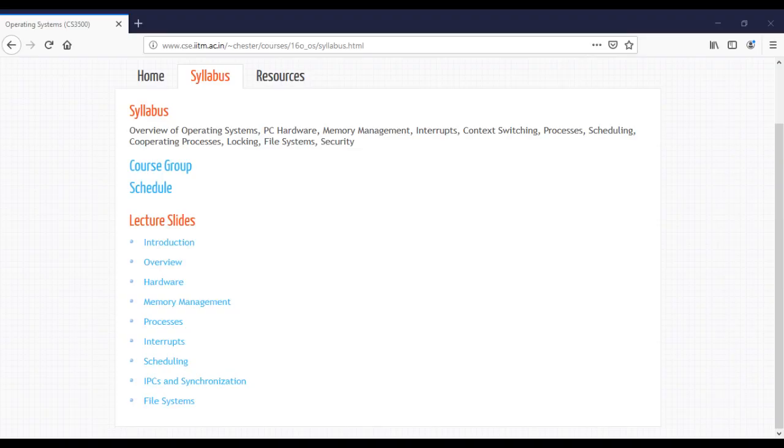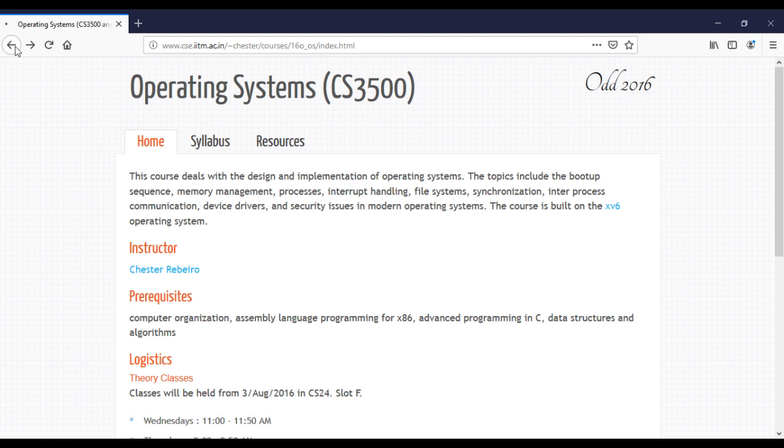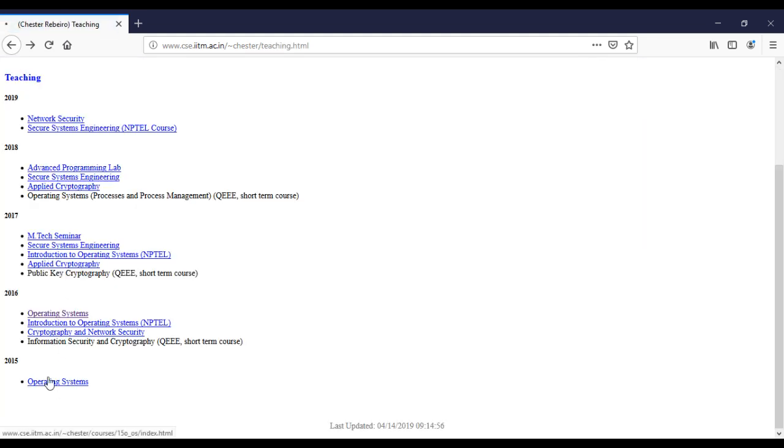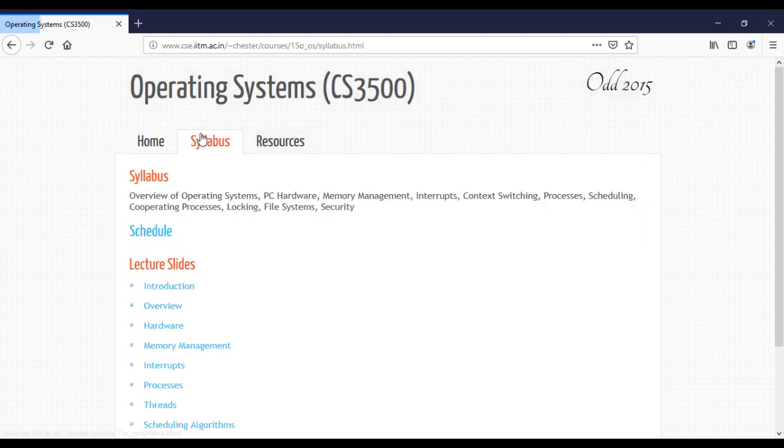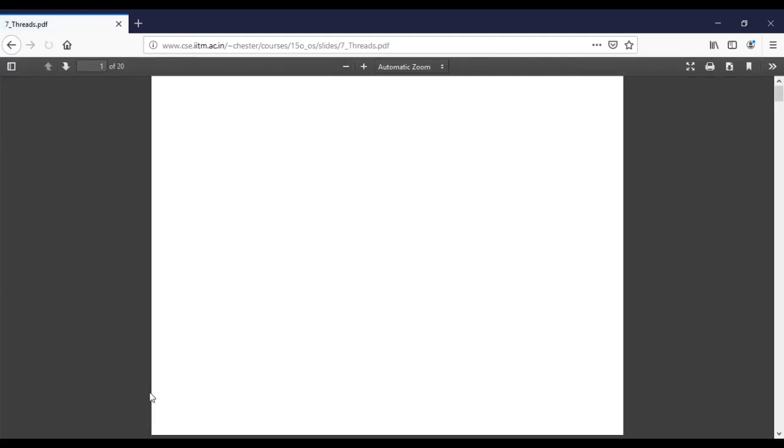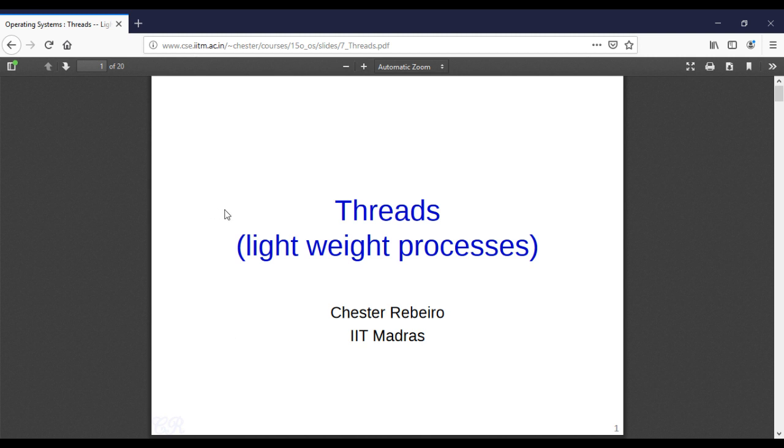Process management. So I don't have this. Threading is not there.